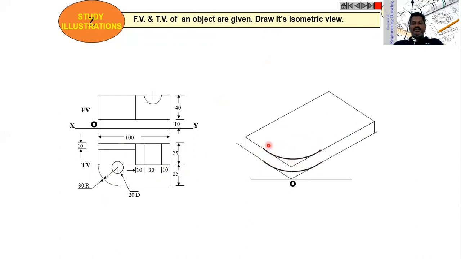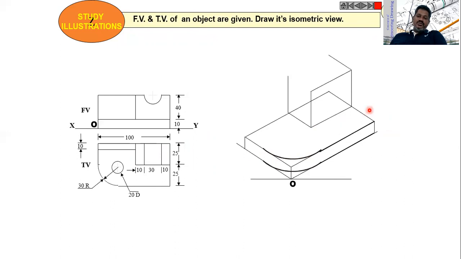Then construct this arc and this arc using the ellipse standard procedure. Okay. Then after constructing this here, join all the points like this. Now at the back top corner, there is one projection here, and on that also the projection height is 40.